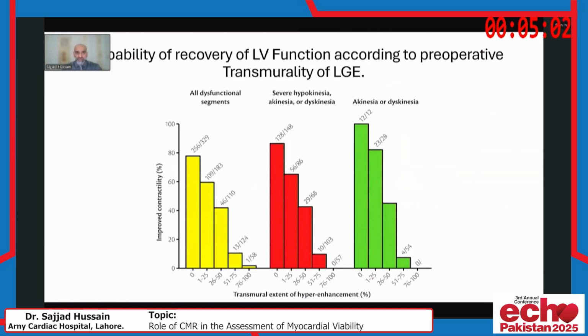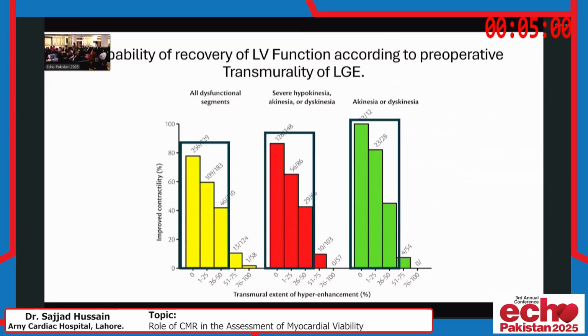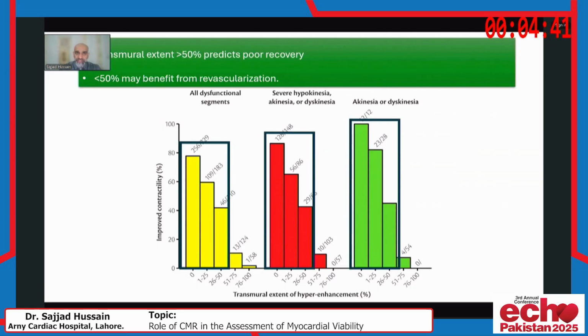But why is this important? This is important because the degree of transmurality actually tells us about the possibility of recovery of myocardial function if we revascularize this patient. Now, the data shows that if the transmurality is more than 50%, it predicts poor recovery of LV function. But patients who have less than 50% of gadolinium enhancement in terms of transmurality can expect improvement of LV function after revascularization.